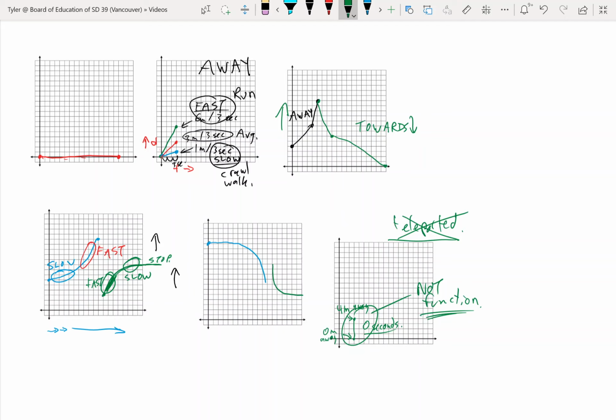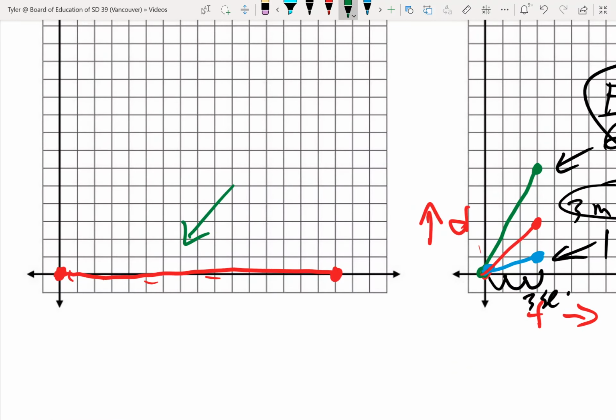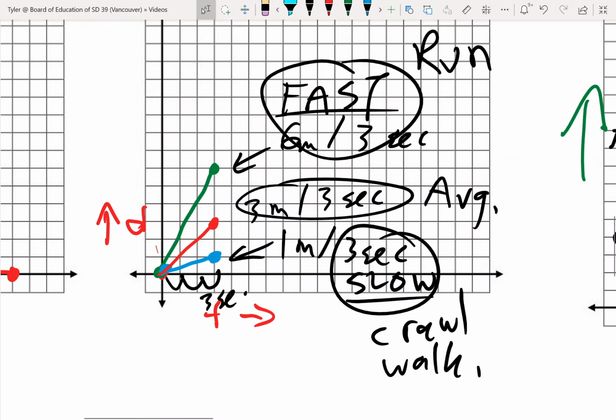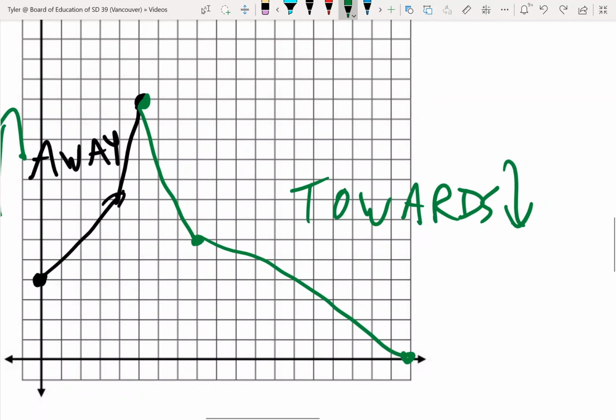Your job is to try and make a story. So I'm really quickly going to run through some stories for these, just so you can see. This person stood still and did nothing all day. They just stood in the same spot because they never moved. This is 3 different people running in a race. Green ran really fast, red ran at medium speed, blue was walking, going slow. They all ran for 3 seconds, but they ran different amounts of distance. They were all running away from home.